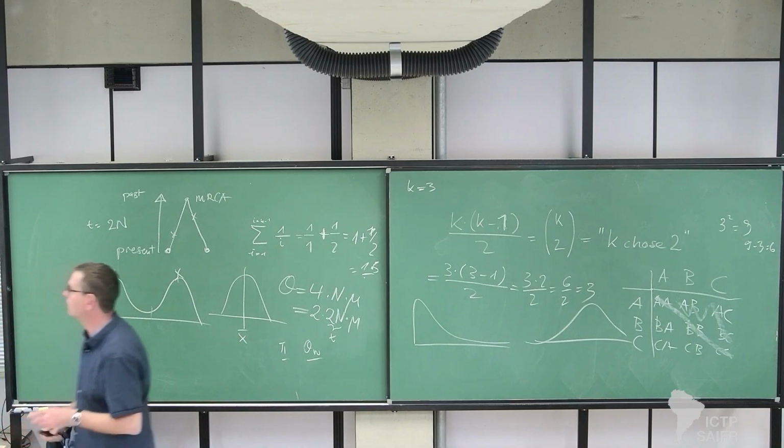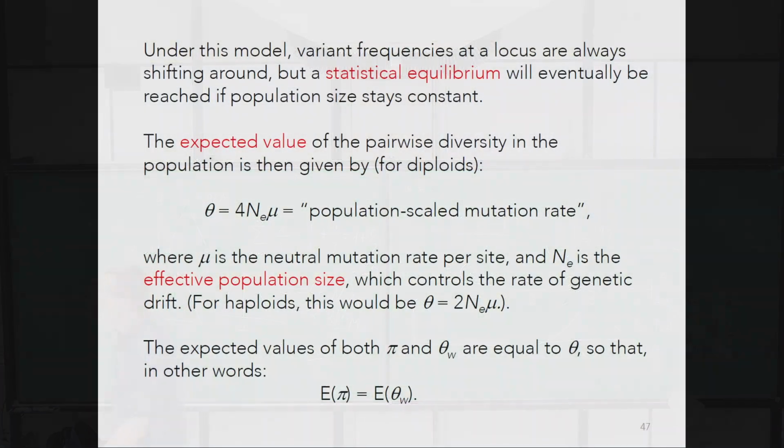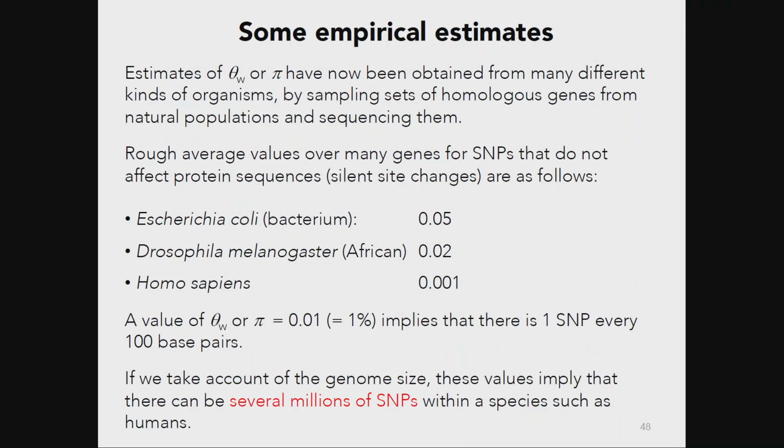So now let's look at some empirical estimates of how these numbers look in the real world. These things have now been measured for practically any organism that we can conceive of by sampling sets of homologous genes from natural populations and sequencing them. And these patterns of variability can be quite different among different organisms. Here, these are rough average values over many genes for SNPs that do not affect protein sequences.